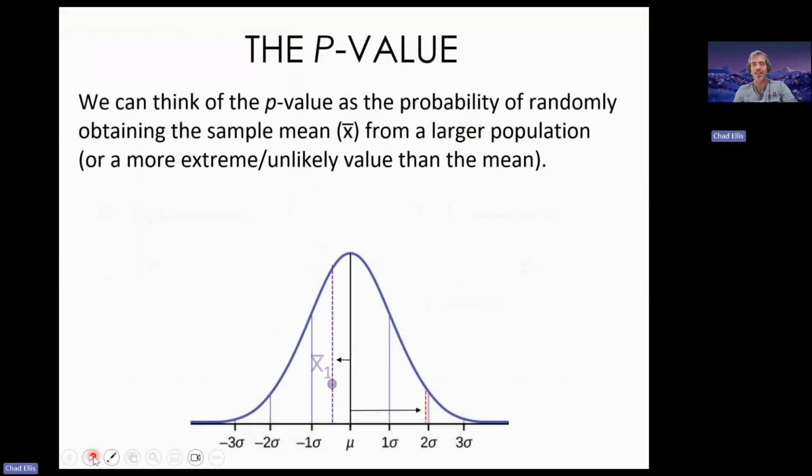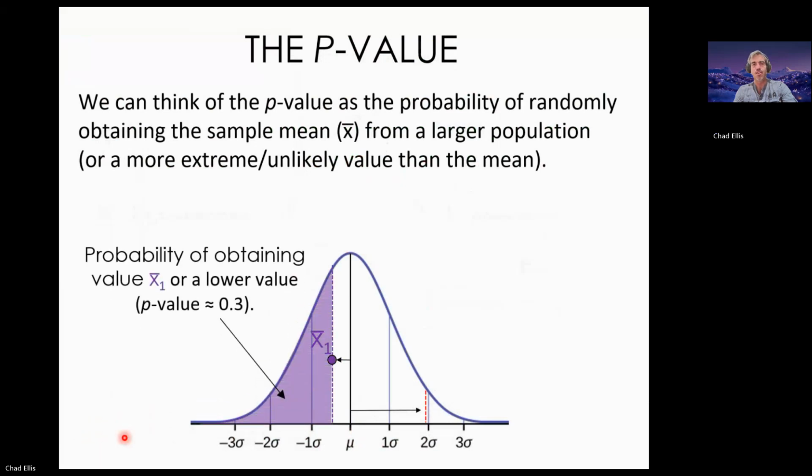So again, imagine I have a sample mean x bar 1 right there. You can see that's relatively close to the population mean, which in this case we know. So in this case, to the left of my population mean, I have 0.3 of the area underneath the curve, indicating that I have a p-value of around 0.3. So there's a 30% chance that that sample mean actually belongs to the same group as my population.